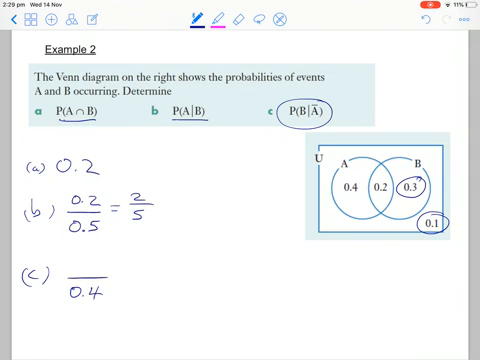Now we want to find the probability of B, given that it's not in A. Looking at those two numbers that I've circled, I've got to say how much of that is in B. From those two things I've circled, the only thing that's in B is the 0.3. We simplify that, that is 3/4.